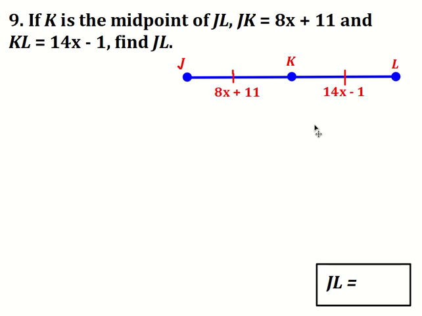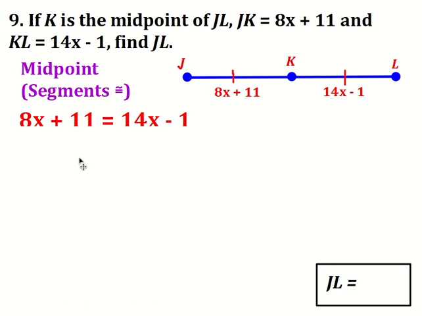Then I can put in my labels as my measurements. Then we can say, okay, our midpoint means that the segments are congruent. That's what the tick marks show. And if they're congruent, then I can set them equal. Then we start moving things around to solve for x.